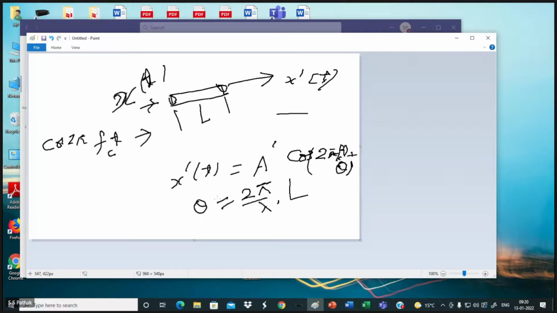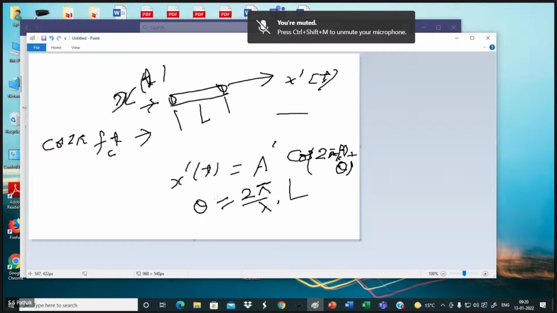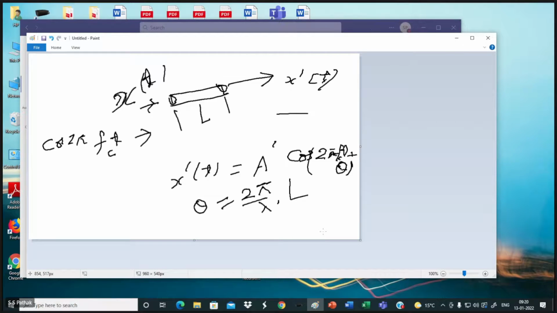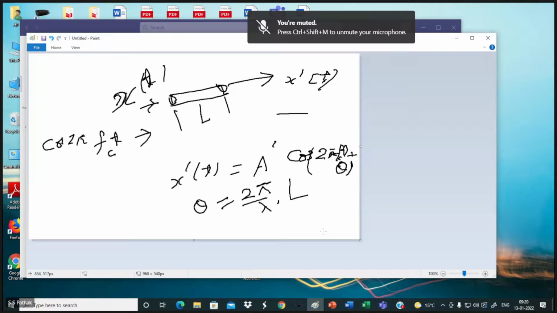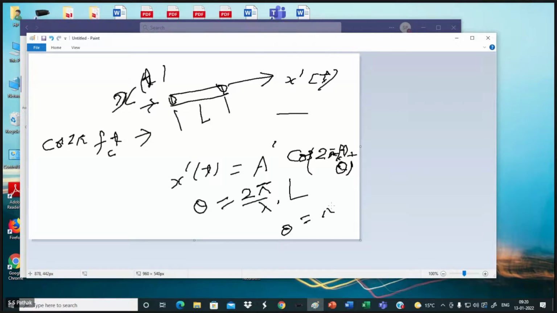Now the question comes: if the frequency is very high, lambda becomes small, so theta will be larger. I am interested in that point when theta becomes equal to pi. L is fixed, lambda is changing according to the applied signal. So 2 L by lambda, that should become your pi. If it becomes pi, then what will happen?